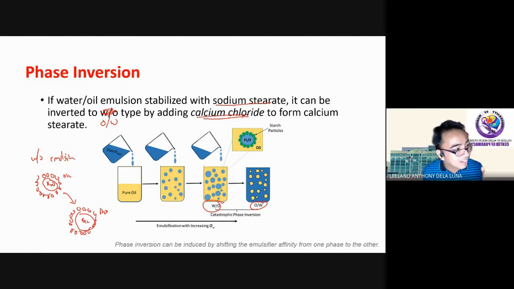Nag-gets ba, class? Are we good? Basta tandaan niyo dito, class, ang nagkakaroon ng phase inversion talaga is the emulsifier. Again, di ba? For oil and water, may hiwalay tayong emulsifying agents para sa water and oil. Right? So there's a difference between the two. Okay? Now kapag nagkaroon, class, ng problem with the emulsifying agent, then it could cause phase inversion, which is of course a catastrophic failure on the part of the compounding of emulsion.